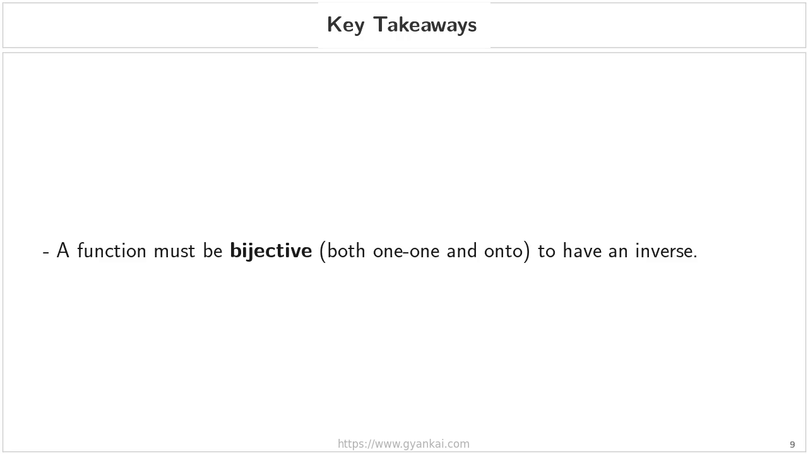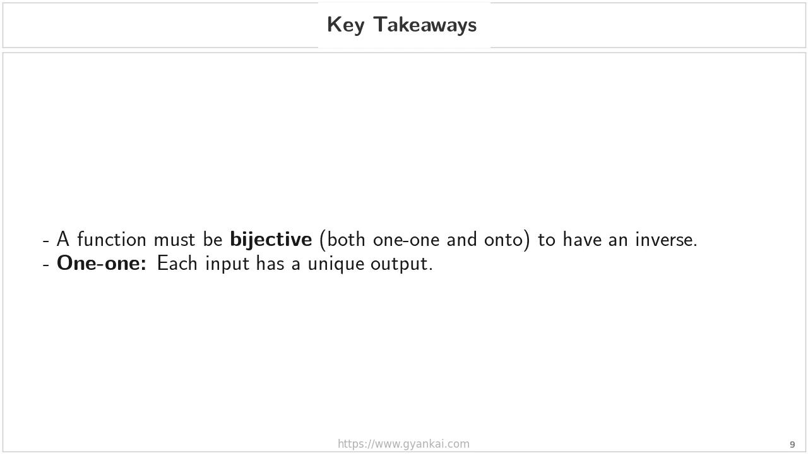Key takeaways. Now that we have walked through the definitions and a practical example, let's summarize the key takeaways from this section to ensure we have a solid foundation. First, the most important requirement is that a function must be bijective in order to have an inverse. As we have discussed, being bijective is simply a way of saying the function is both 1-1 and onto. To recap the first condition, a 1-1 function is one where each input is paired with a unique output. This is what prevents any ambiguity when we try to reverse the process.